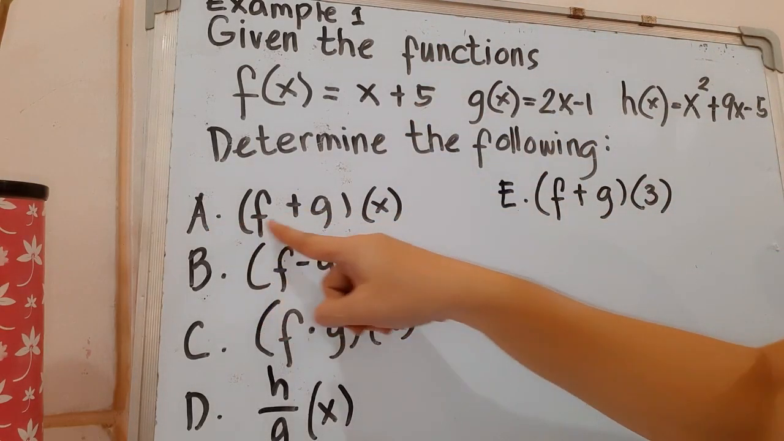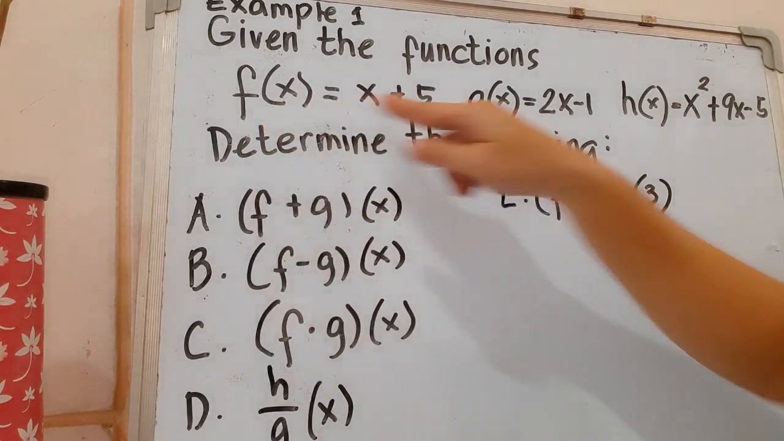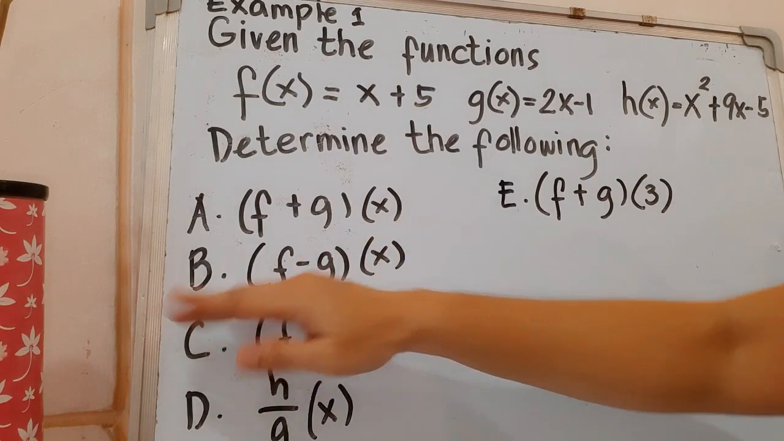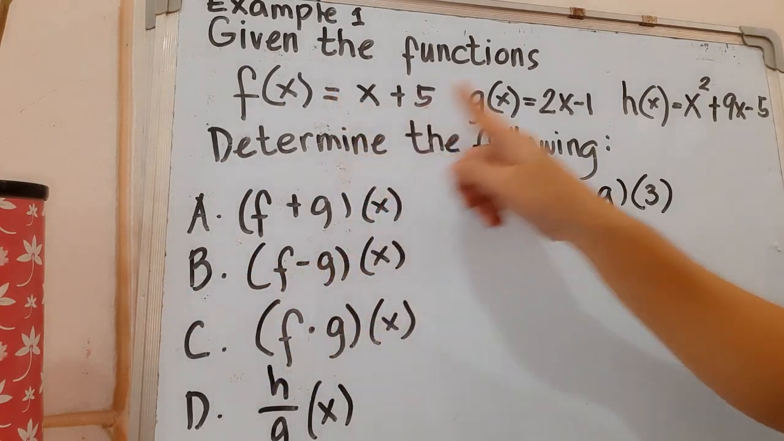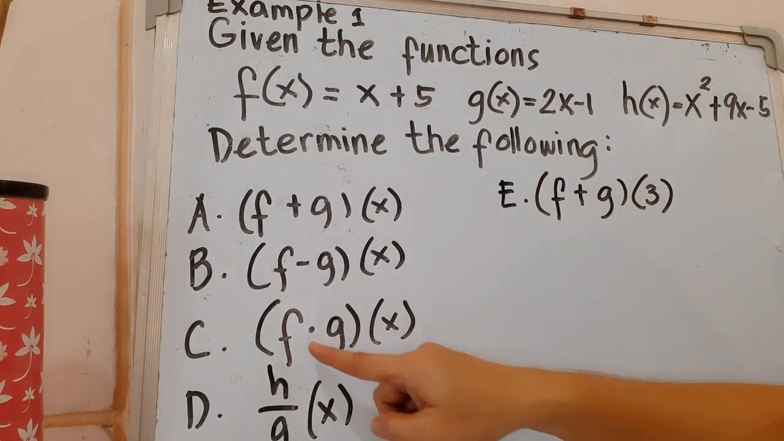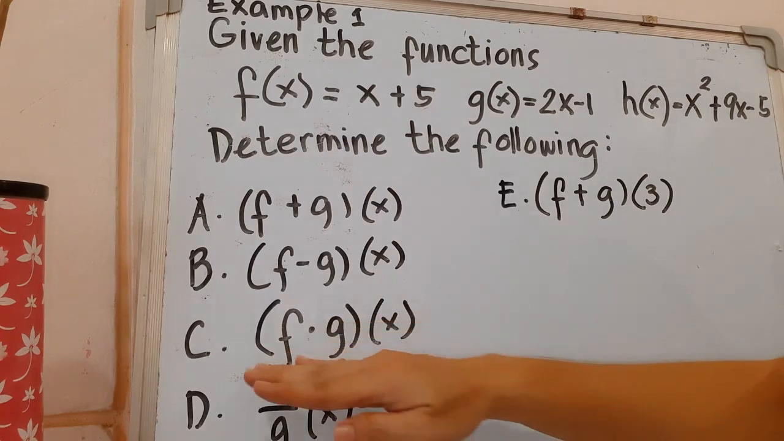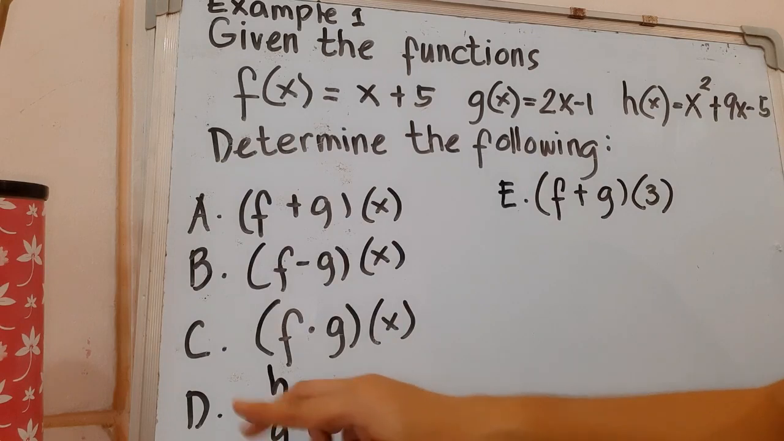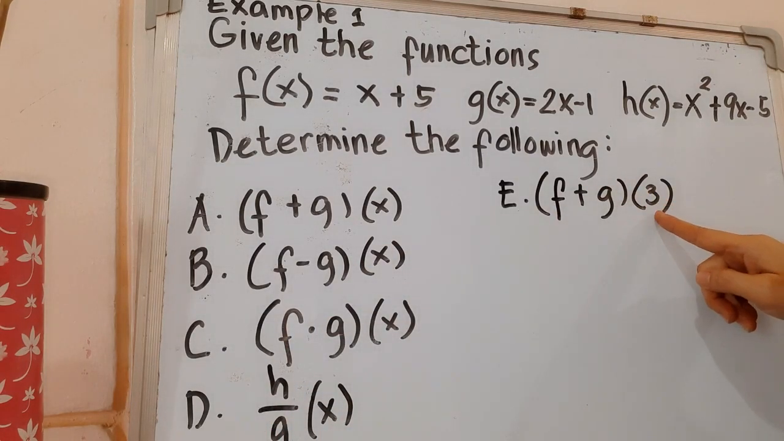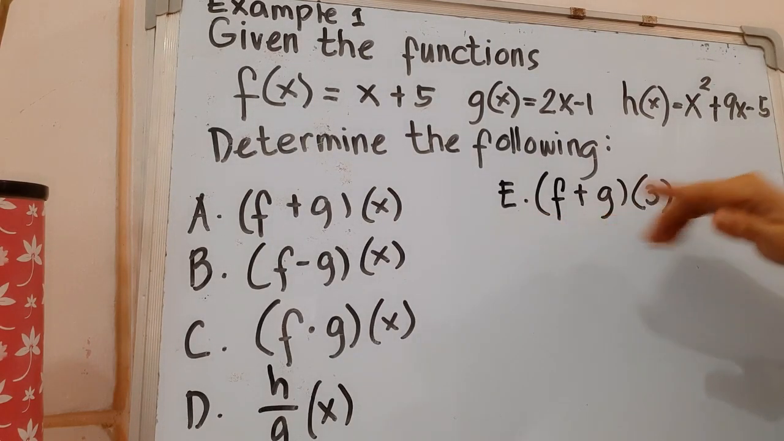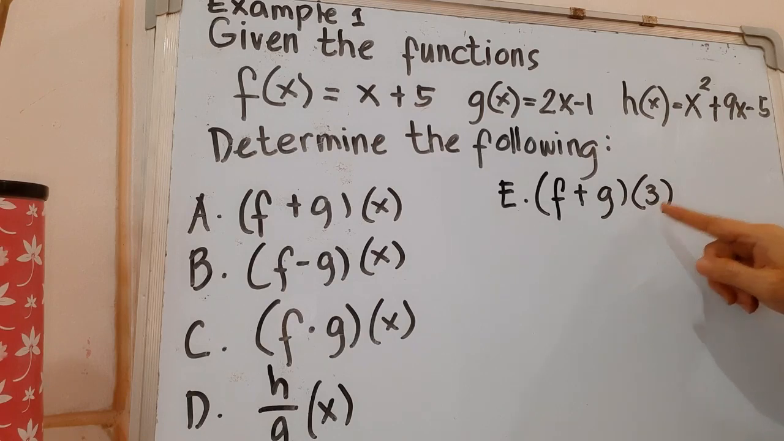We have the sum of the functions. We are going to get the sum of the functions, quantity f plus g of x. Next, letter B, we are going to get the difference of the two functions. Next, letter C, we are going to determine the product of the two functions. And letter D, we are going to determine the quotient of the two functions. Letter E, we have a value of x, which is 3. We are going to determine the sum of the two functions with the value of x, which is 3.